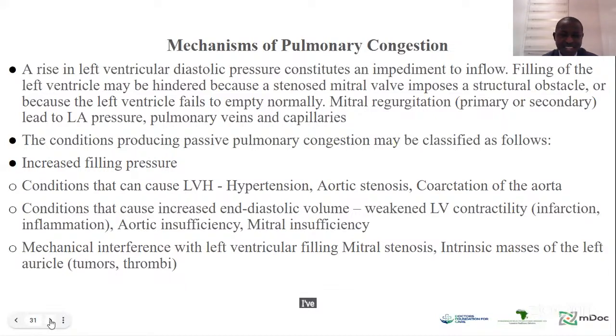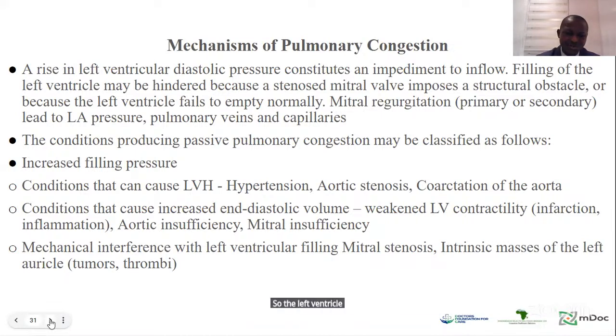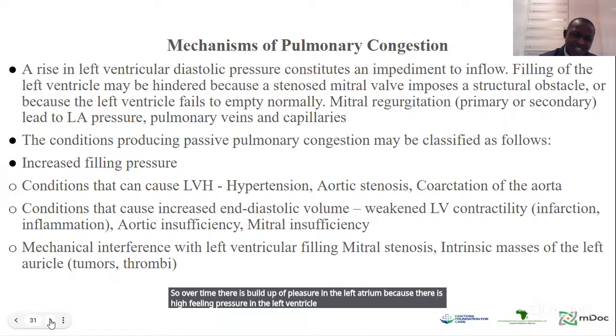I've tried to explain these other things that can lead to pulmonary congestion due to cardiac disorder: when there is unusually thickened left ventricular myocardium from uncontrolled systemic hypertension, or patients with aortic stenosis, or patients who have hypertrophic cardiomyopathy. What happens is the relaxation is impaired. And so the left ventricle cannot relax enough to take in enough blood in diastole. And so over time, there is buildup of pressure in the left atrium because there is high filling pressure in the left ventricle. And that leads to left atrial pressure rising, which backlogs to the lungs and can cause pulmonary congestion and lead to cardiac asthma.